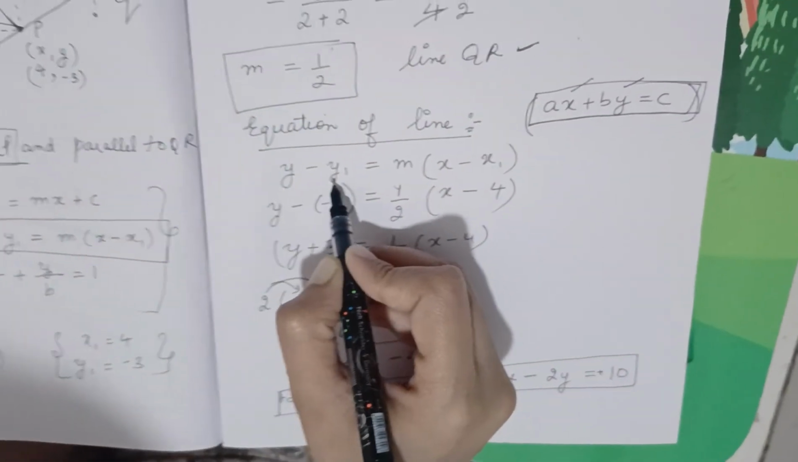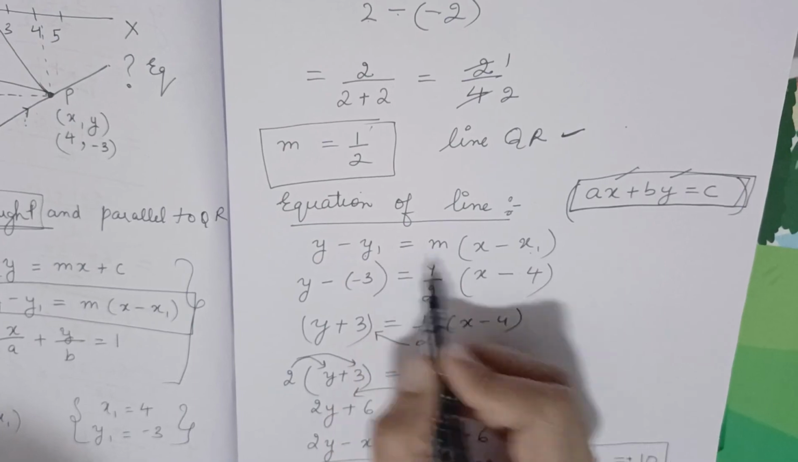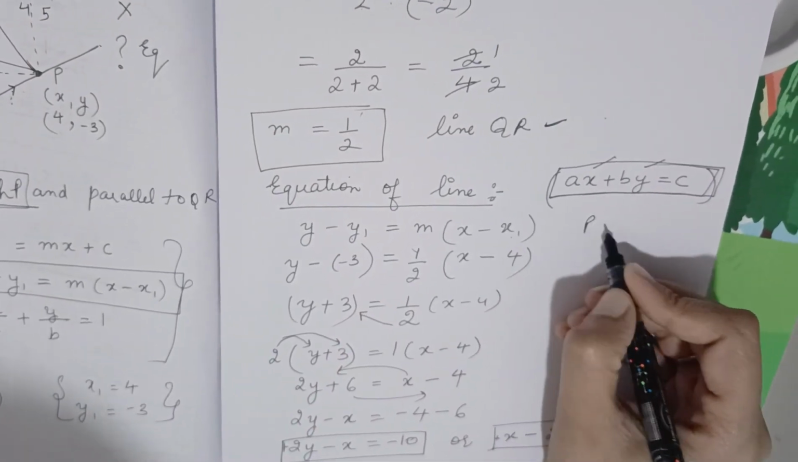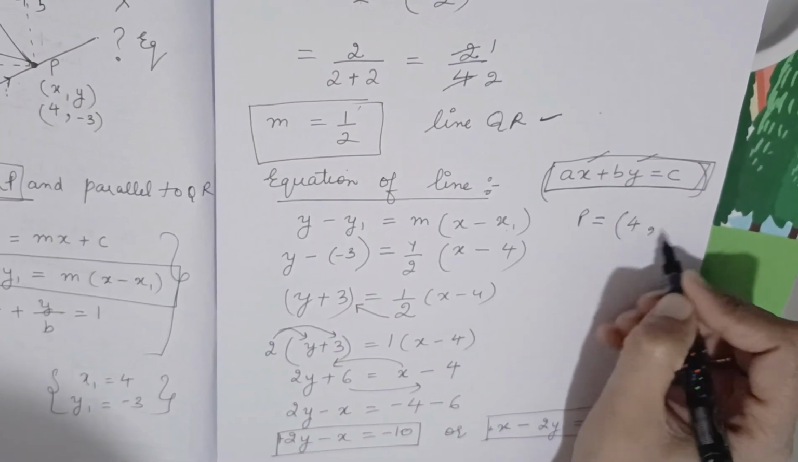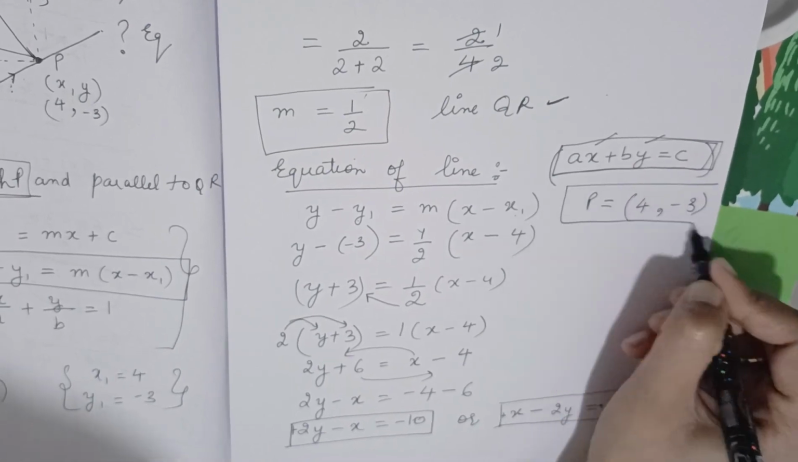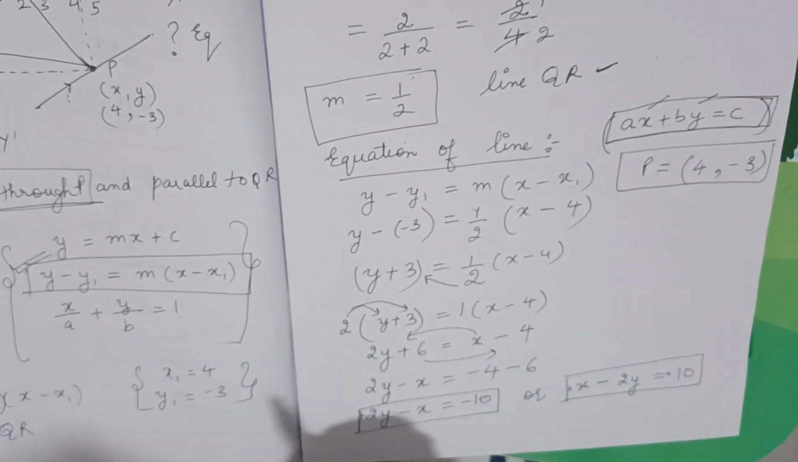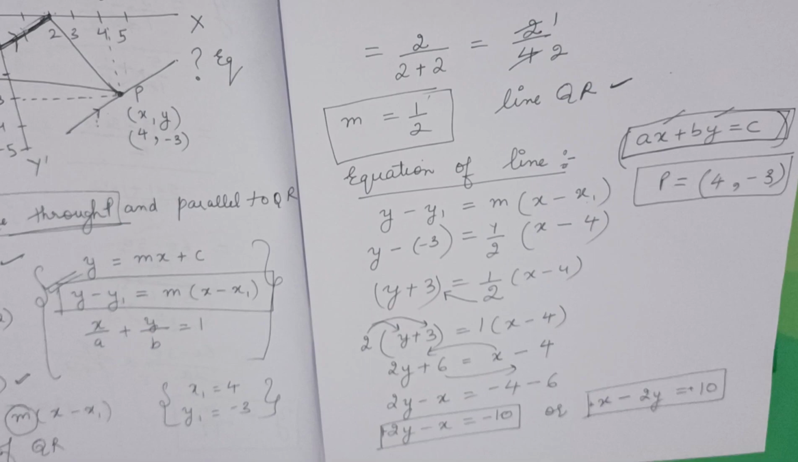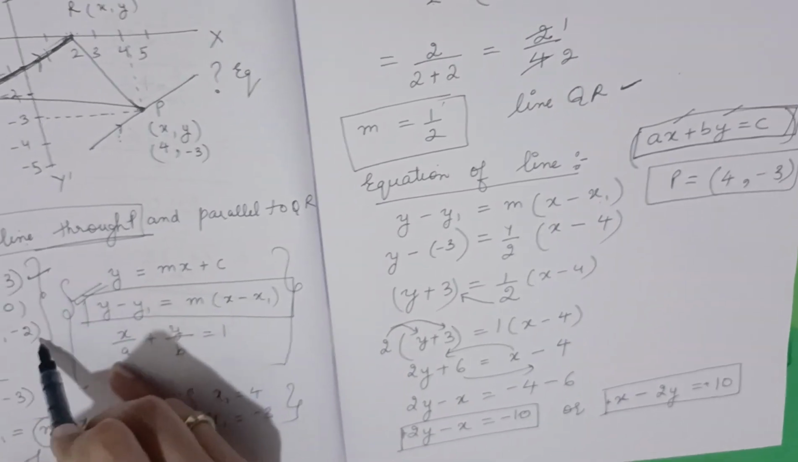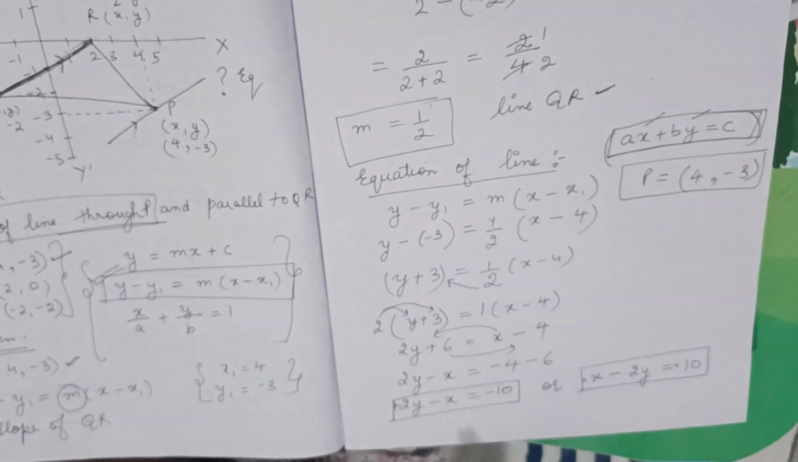Here for x1 and y1, I have taken the coordinates of point P, because the line was passing through point P. So here we have completed this question. We have found the coordinates of 3 points and the equation of the required line.